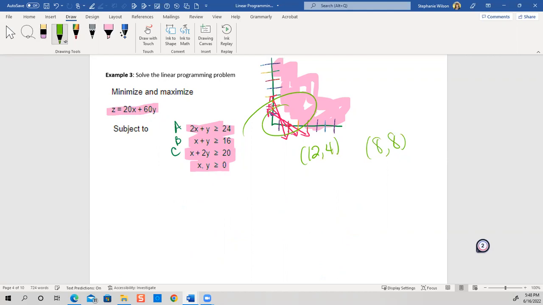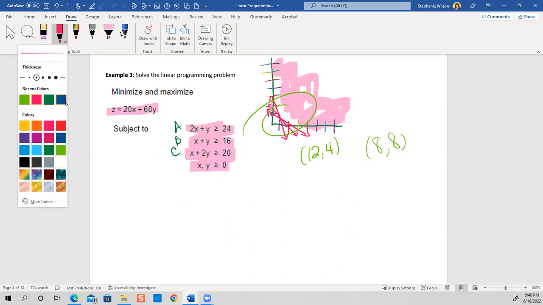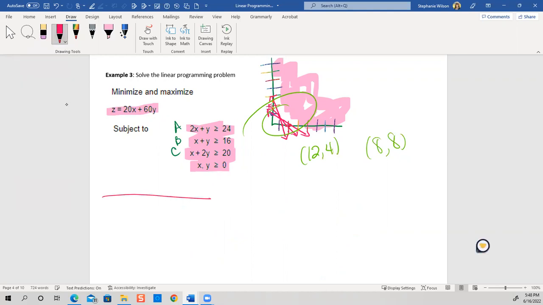All right, so let's use this one. We have ordered pairs, and remember, we have to pick the intersections or the ordered pairs that are closest to the shaded area. So we have 0, 24, and then we have 12, 4, and 8, 8. And we have 20, 0. Okay, and we're going to plug them into the equation given to us.